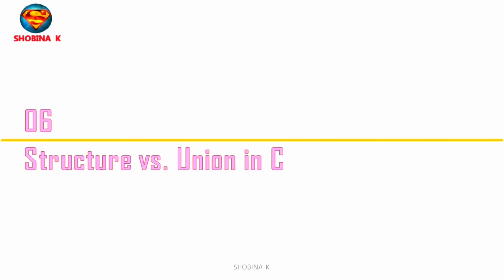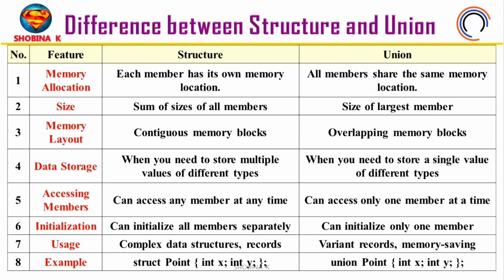Now let's see some differences between structure and union in C. First, let's talk about memory allocation. In a structure, each member has its own memory location. This means that each piece of data in a structure is stored separately in memory. In contrast, all members of a union share the same memory location, which means only one member can be stored at any given time.